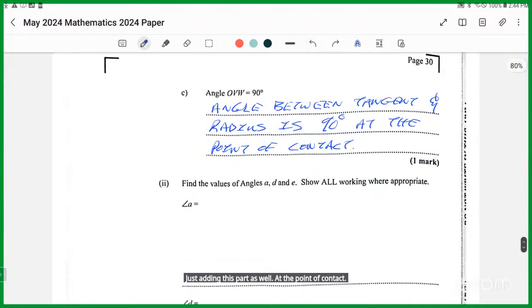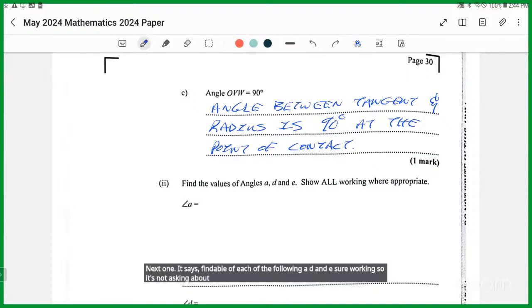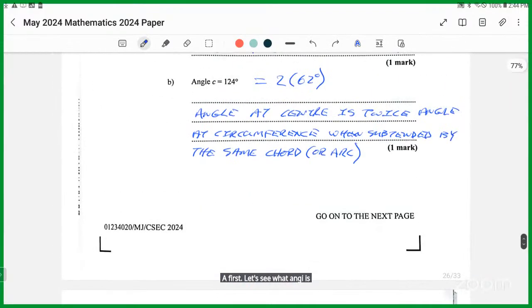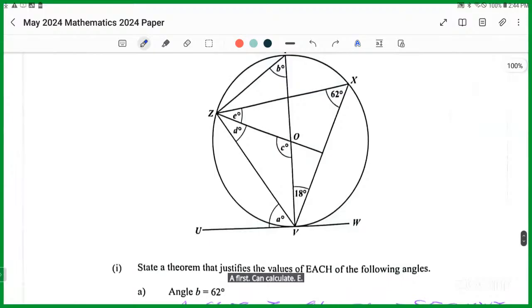Next one. It says find the value of each of the following, A, D, and E, show working. So now they're not asking for the rules. This one says show working. You get them, right? Just basically calculating them. A first. Let's see what angle A is so we can calculate. All right, so angle A is going to be 62.